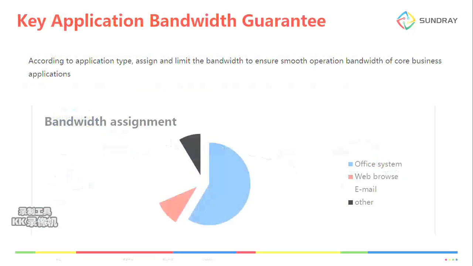And next here is the key application bandwidth guarantee. For example, in the office scenario, there are a lot of applications like the office system, web browsing, or email system. So we can set a channel for the email application. For example, we can set 50 megabit for the email system, so other applications like video browsing will not affect this channel. In this way, we protect the email system application.